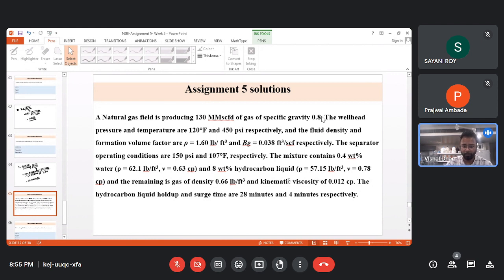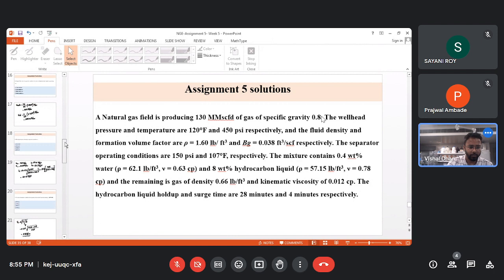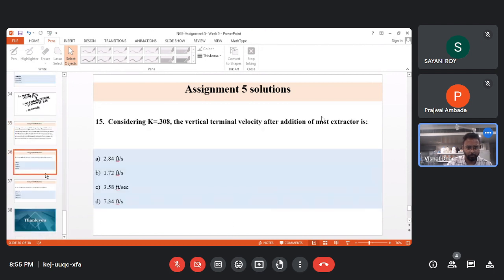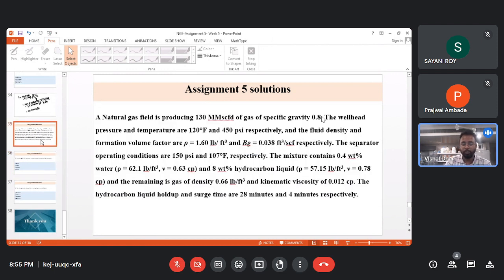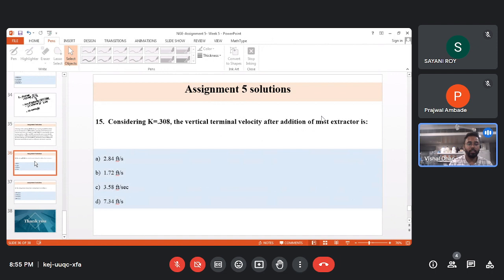Kinematic viscosity of 0.012 cp. The hydrocarbon liquid hold up and surge time are 28 minutes and 4 minutes respectively. So first question is 15. Considering k equal to 0.308, the vertical terminal velocity after addition of mist extractor is option A 2.84 feet per second, option B 1.72 feet per second, option C 3.58 feet per second, and option D is 7.34 feet per second. Write down the question.